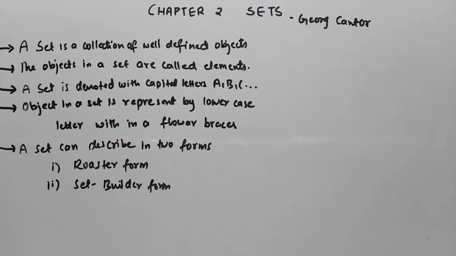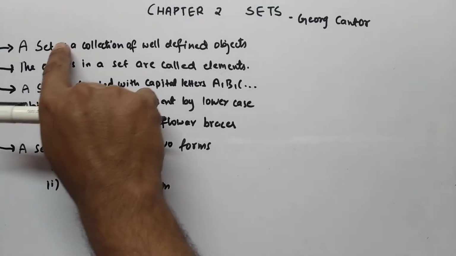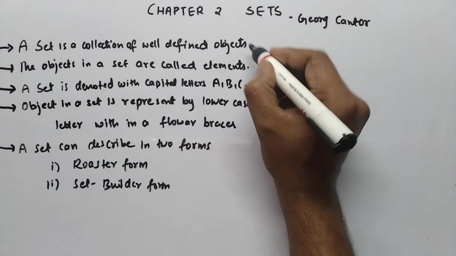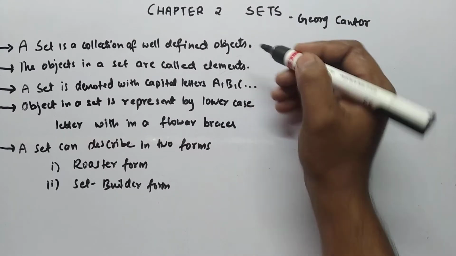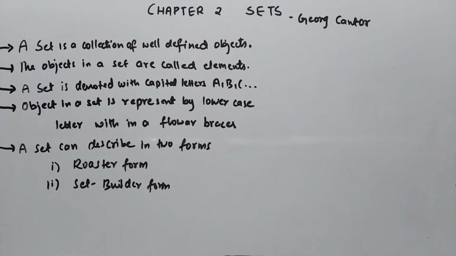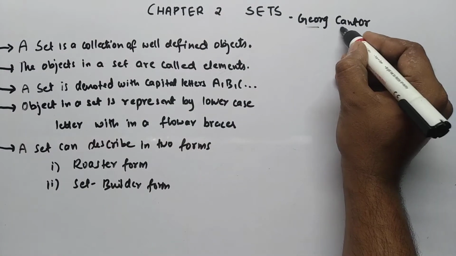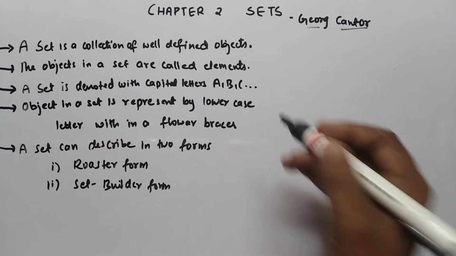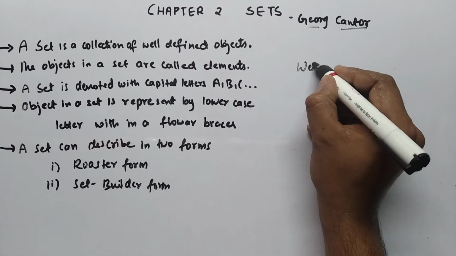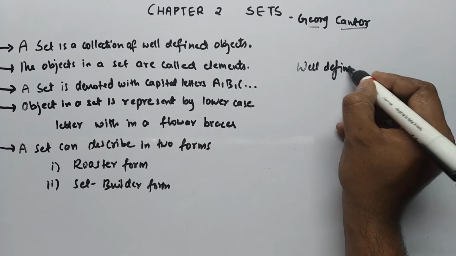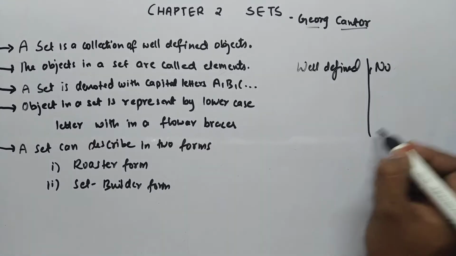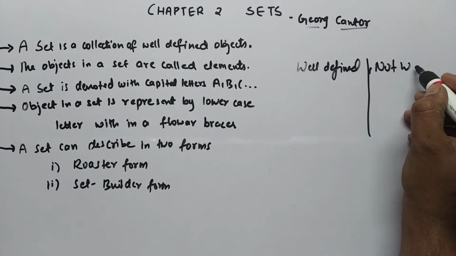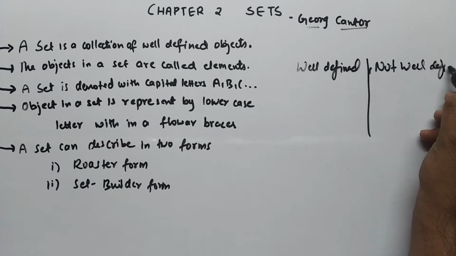So the definition of a set is: a set is a collection of well-defined objects. You may have seen this definition in your textbook, and even your maths faculty has explained the same definition. The set was proposed by George Cantor. So let me differentiate between well-defined objects and not well-defined objects.